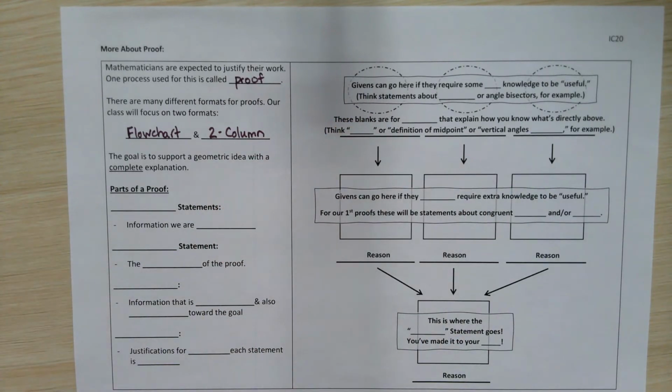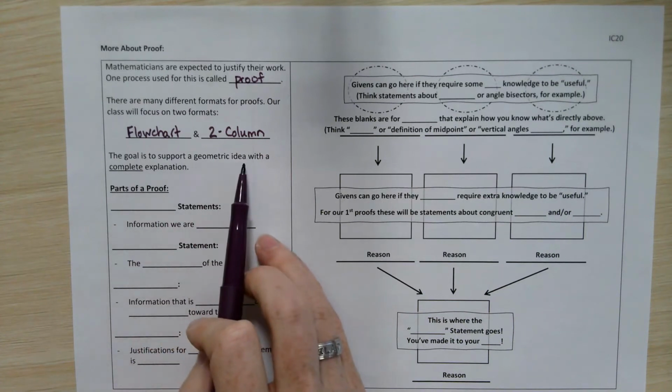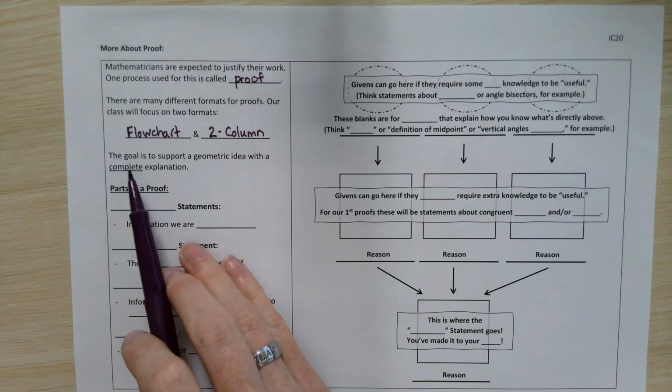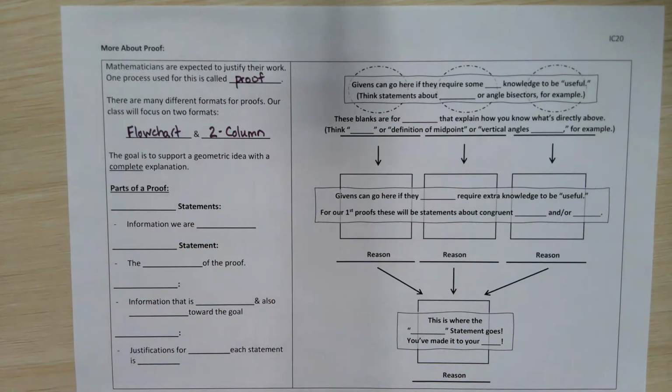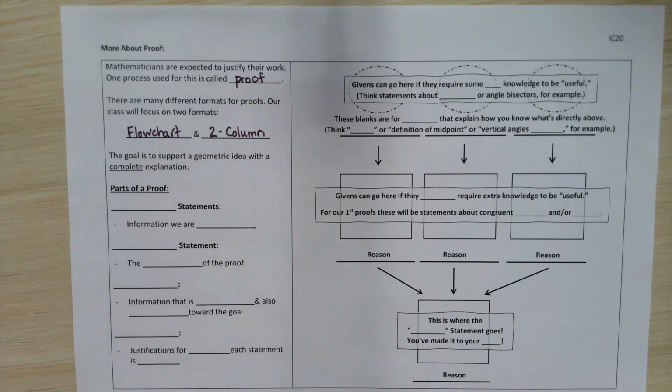But there are also paragraph proofs and all kinds of other ideas or ways of writing them out there in the world. So our goal is to support a geometric idea with a complete, organized, logical explanation, which means the information needs to be in a certain place, in a certain way, with a particular order. So you might feel like there's a lot of details, and you're right, there is, but the goal is that we have an airtight argument for why something is true.